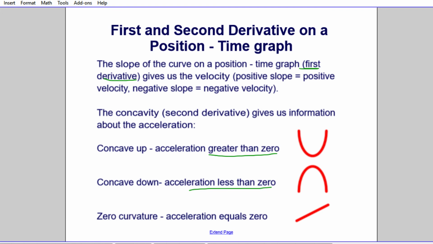And I don't know, a mnemonic to remember these, you could go through the math and figure it out, or concave up, that's a happy smiley face, so you would assume that the acceleration is positive and happy, so it's greater than 0. And I apologize for the mnemonic.